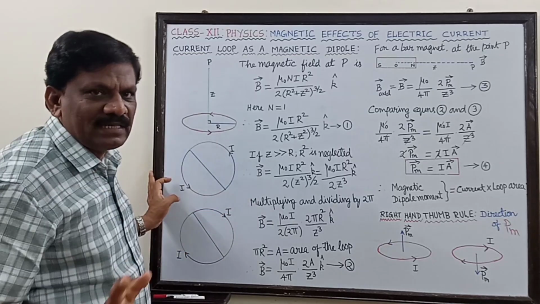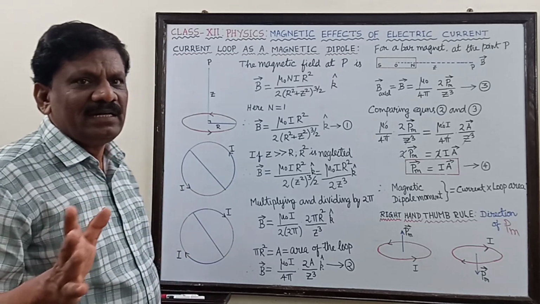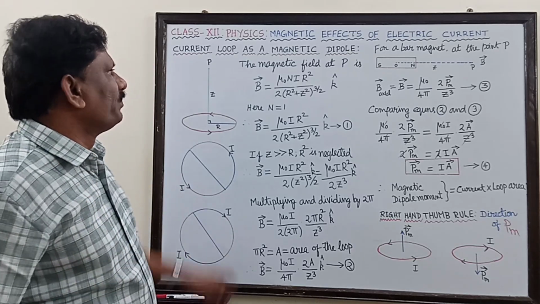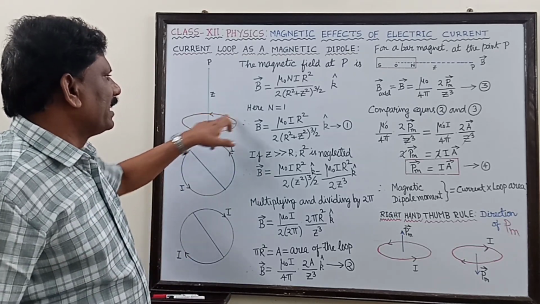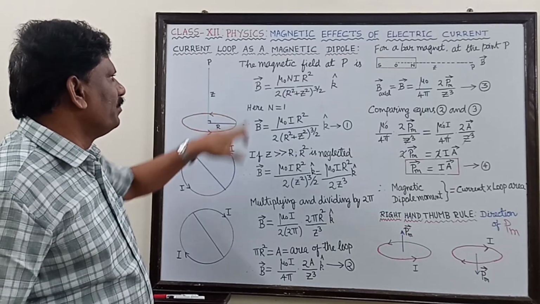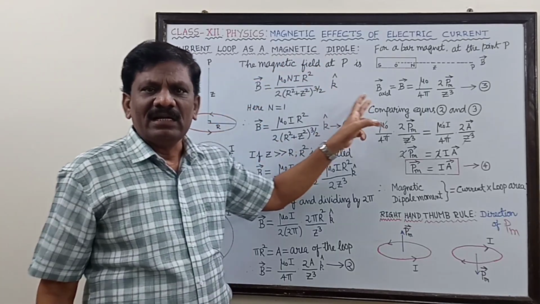So my dear students, I hope you must have understood that we have proved that the circular loop carrying a current is behaving like a magnetic dipole.